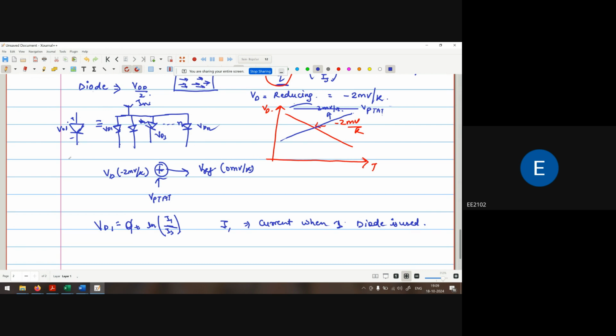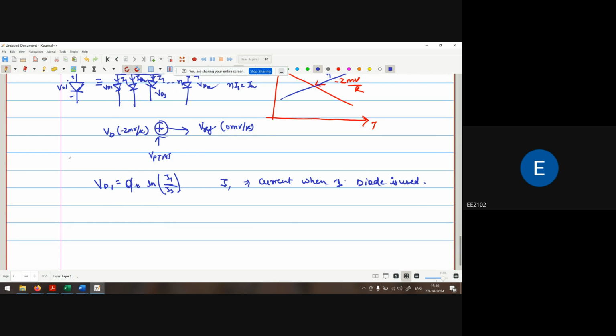So if I say from the end diode, the current will be I1, I1, I1, I1. Every diode is identical, so the current is I1, I1. So I can say that the current is N I1, or sometimes the current I2.